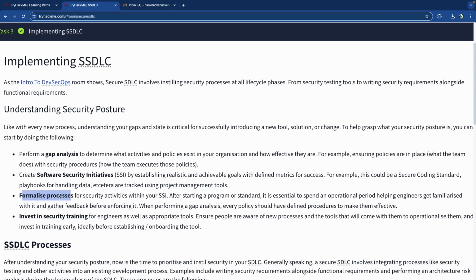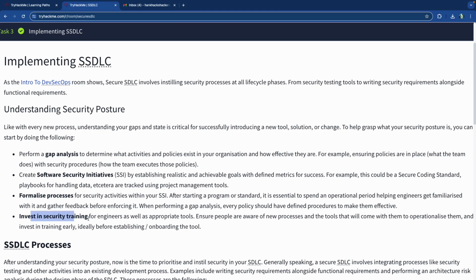And you want to formalize the process. After starting a program, it's essential to spend an operational period helping engineers get familiarized with it and gather feedback before enforcing it. And then when you do a gap analysis, every policy should have defined procedures to make them effective. So when it becomes formal, it means that it's becoming set in stone, and it is now the new procedure that you're going to be implementing from now on.